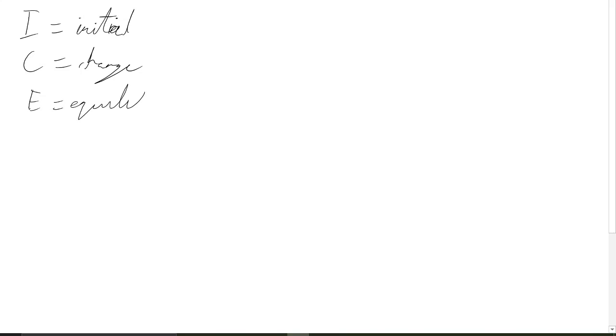What is an ICE chart? What is an equilibrium constant? How are the two related? All these questions I'm going to answer in this video. So, ICE: 3 letters that stand for 3 words. I is initial. C is change. And E is equilibrium.